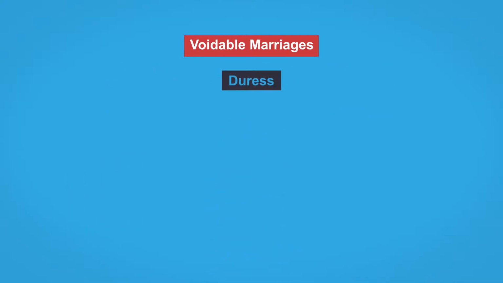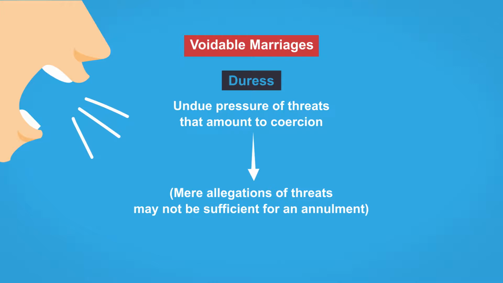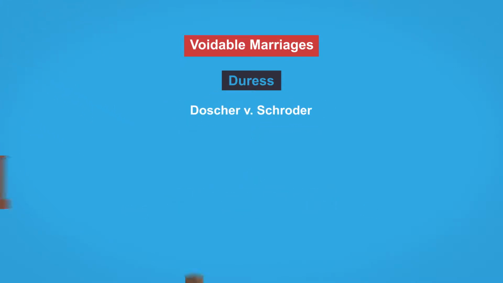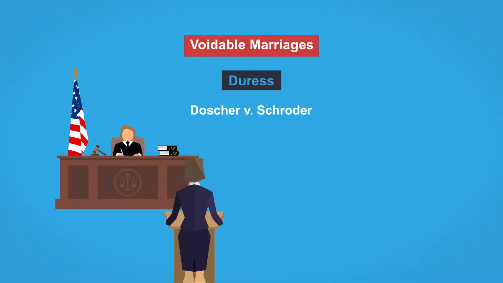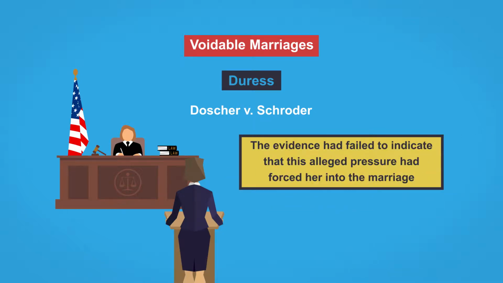Duress is the next ground for annulling a marriage. Duress means undue pressure of threats that amount to coercion. It should be noted, however, that mere allegations of threats may not be sufficient for an annulment. In Dosher v. Schroeder, for example, a New Jersey court rejected a claim of duress when the wife had testified that the husband had pressured her to marry him by threatening to tell her parents that she had once slept with an older man. Under the circumstances, the evidence had failed to indicate that this alleged pressure had forced her into the marriage.